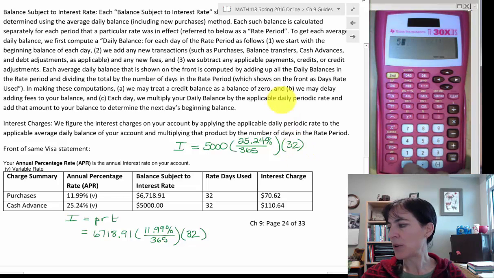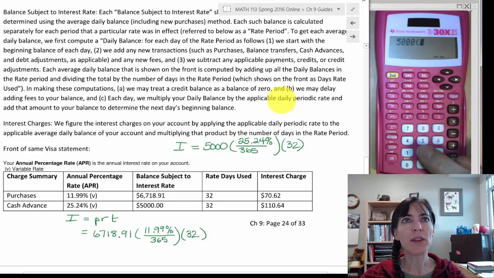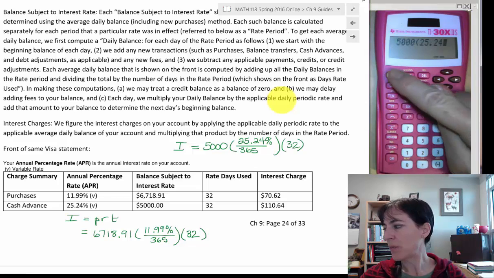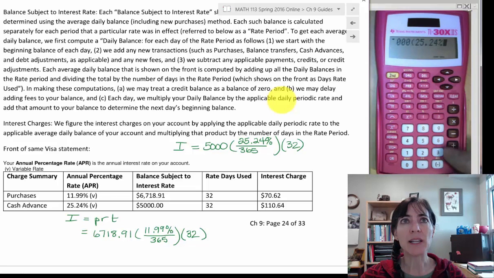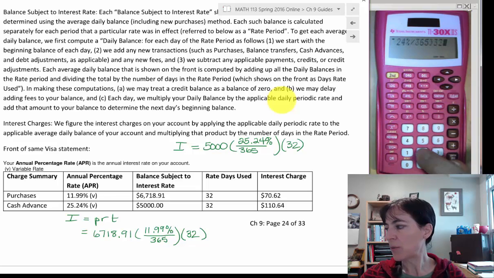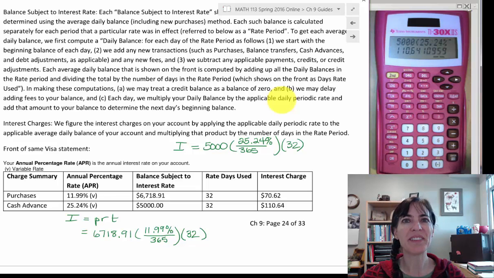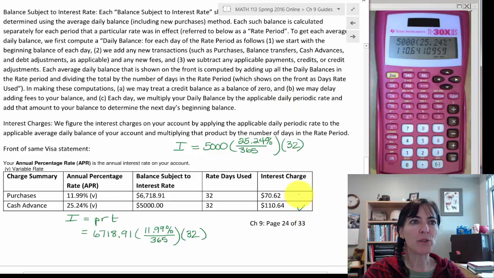All right, so if I put that in my calculator, 5,000 parentheses for times 25.24% divided by 365 parentheses 32, and I get $110.64. That one I came out to exactly, and this one I was off by 1 cent. Not bad.